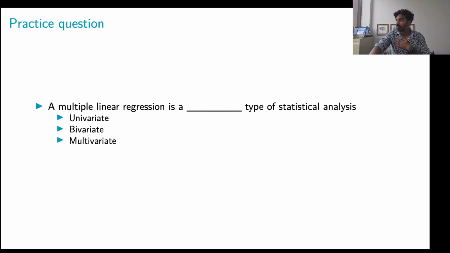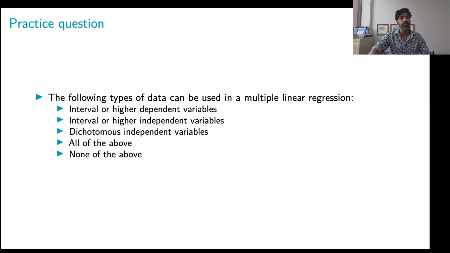Excellent. So some practice questions. A multiple linear regression is a what type of statistical analysis? Is it univariate, bivariate, or multivariate? Hopefully you're saying that the answer is multivariate, right? We have multiple variables in the model, multiple independent variables, looking at that relationship with the dependent variable.